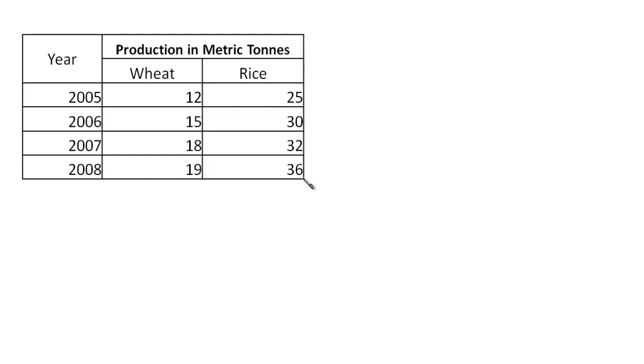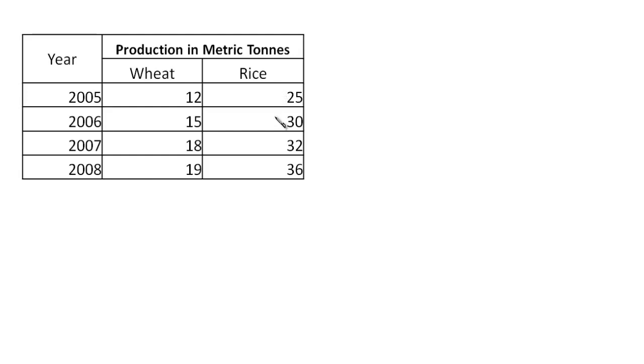Now let us draw a line diagram, but here it's not going to be a single line diagram because you are having two series of data. That is, you have the data of wheat and you have the data of rice. So you have to draw a line diagram which will capture both the information. Let's see how to draw that.